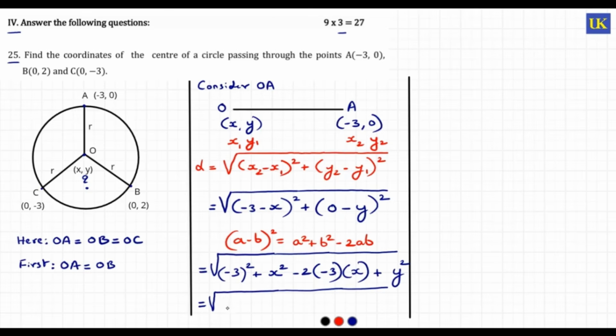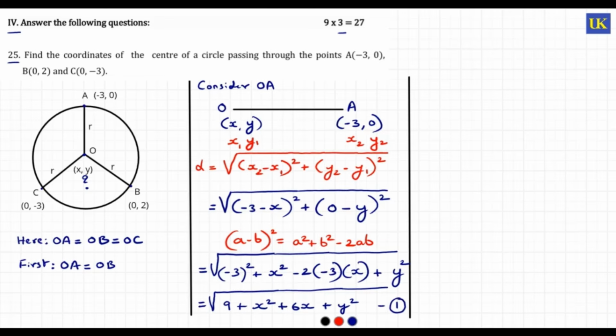Now, minus 3 squared is minus 3 into minus 3, which is plus 9, plus x square as it is. Then this minus 2 into minus 3 is plus 6, plus 6 into x is plus 6x, plus 6x, and plus y square as it is. Let me just call this equation 1.